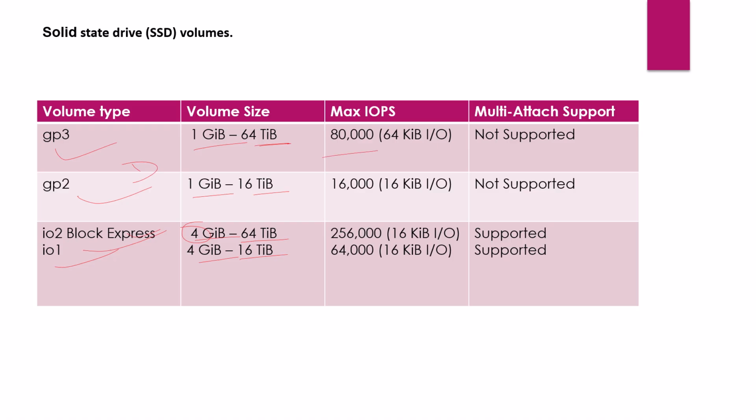The maximum IOPS we can assign is, like, 80,000, 16,000, 256,000, 64,000. So there are different volumes and they have different features, and you can create them as per your requirements. In many organizations we are using GP3 because of the cost. IO2 you can search, they are highly costly.